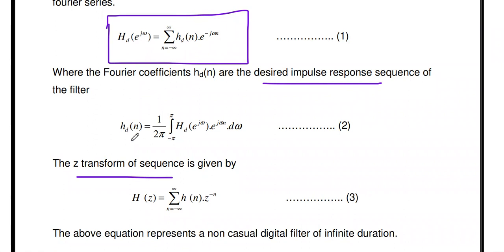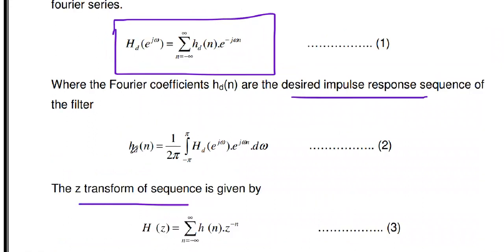Okay, so what is the formula to find the inverse DTFT? hd of n is calculated by 1 by 2 pi, integration from minus pi to pi, hd of e power j omega into e power j omega n d omega. So this is the inverse DTFT formula for hd of e power j omega. Using this is the first step.